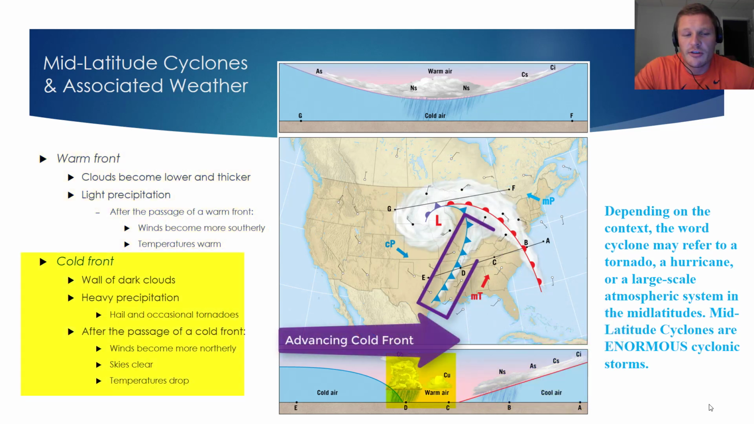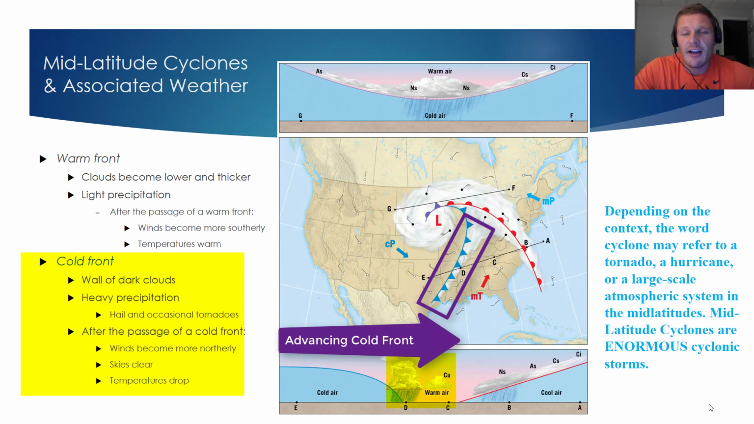As the cold front approaches, you'll see a wall of dark clouds. You can see heavy precipitation, hail, and even the occasional tornado. But after the passage of the cold front, the winds will become more northerly. If you look at this image and notice the winds associated with places to the left of the cold front, you see that a lot of them are coming out of the west or the northwest.